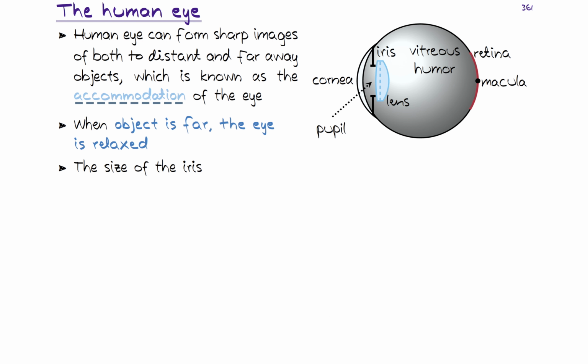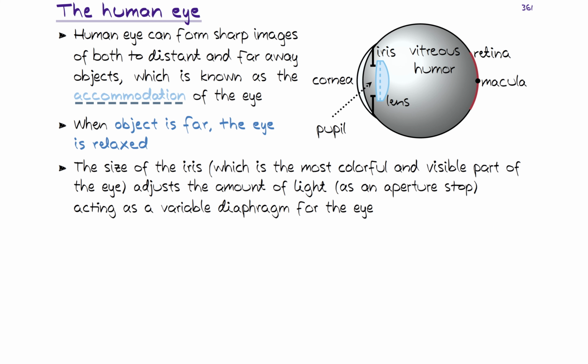The size of the iris, the most colorful visual piece of our eyes, acts as an aperture, or more sophisticatedly put, an aperture stop, and basically acts as a variable diaphragm for the eye. So please remember that. In bright sunlight conditions, the iris, the aperture stop, will be smaller, so that less light goes through and is used to image. And when we are in a darker location, the iris gets bigger.